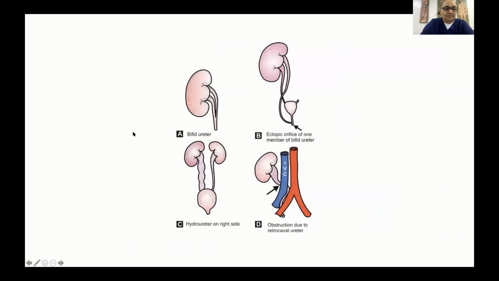Now, this is not because of trauma. This is because of developmental issues. So we are good with these things. So you'll spend time and you'll learn things better.